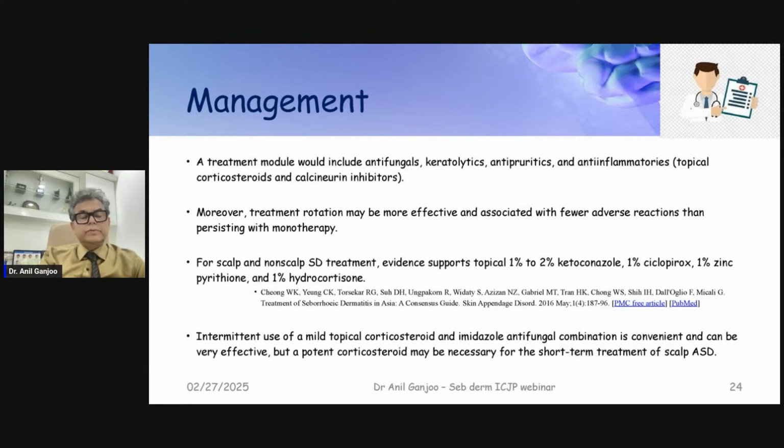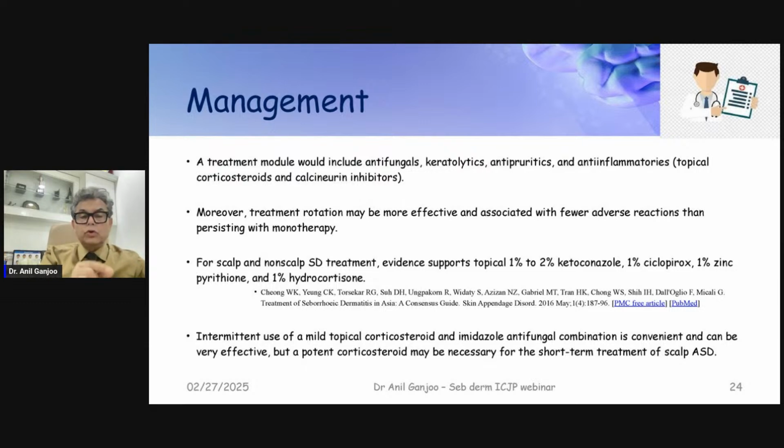Typically, the treatment module includes antifungals, one, topical, and sometimes oral also. If there is severe disease, you give antipruritics, and then anti-inflammatories. You can give topical steroids and calcineurin inhibitors. Primarily, when a patient of seborrheic dermatitis comes to me, he will get an antifungal ketoconazole shampoo with or without tar, sometimes with salicylic acid. The tar and salicylic acid act as keratolytics and keratoplastics and remove the scale.